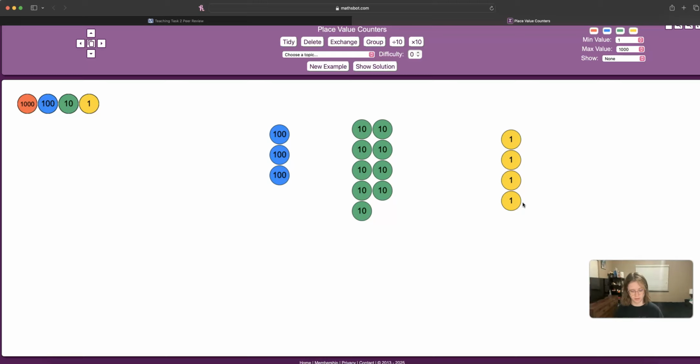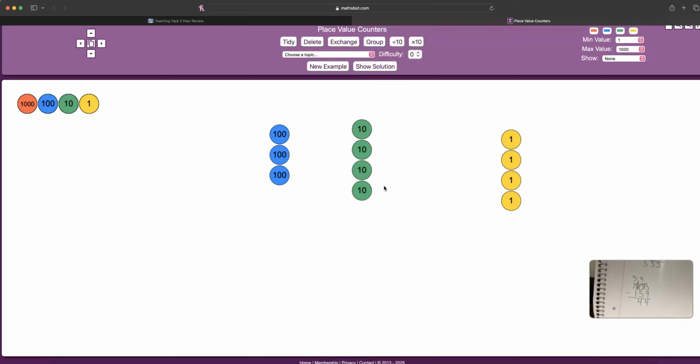Now we are going to work on the tens, which we're going to do 9 minus 5. 1, 2, 3, 4, 5. How many tens do we have left? 1, 2, 3, 4. Another 4. So that is how we wrote it on our paper.